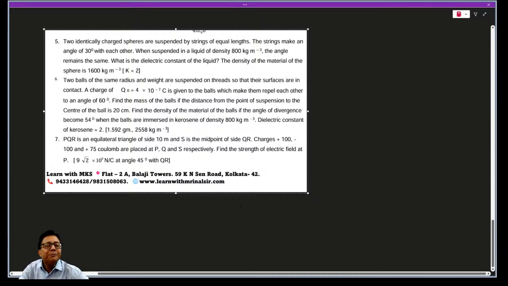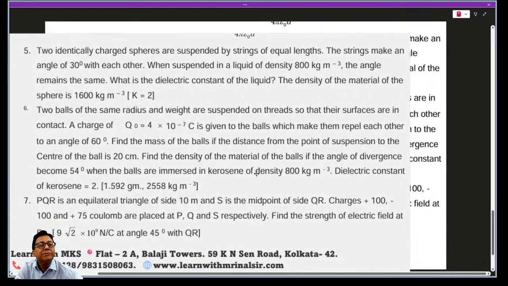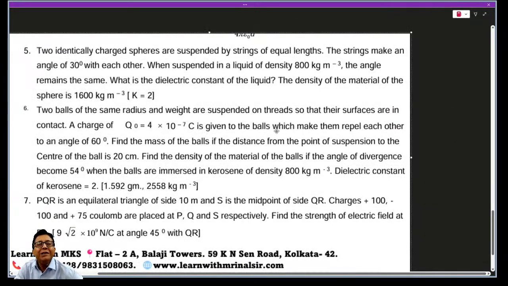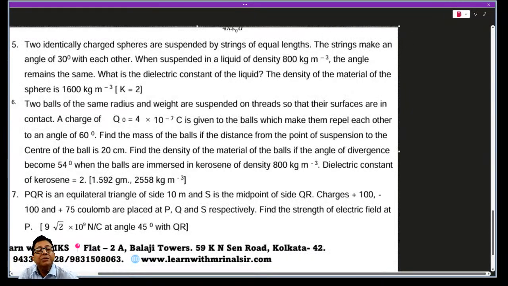Let us solve this problem number 5. Two identically charged spheres. We have done lots of sums in the last session. Let us solve it now. Strings make an angle 30 degrees with each other. When suspended in a liquid of density, the angle remains the same. What is the dielectric constant?